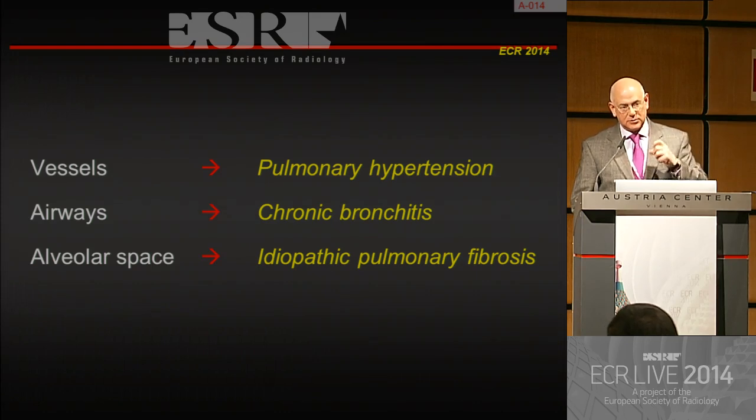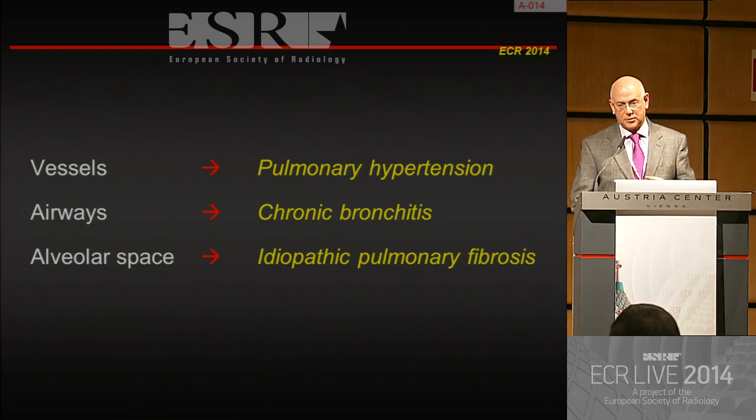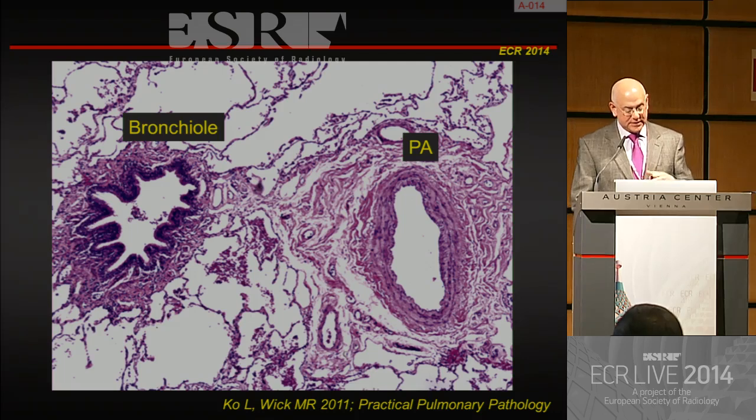But what I would like to do is to discuss remodeling processes along three prototype diseases, if you want. And these three prototype diseases are pulmonary hypertension, chronic bronchitis, and idiopathic pulmonary fibrosis. Let's start with pulmonary hypertension. This is a histologic section from a normal patient. You see the bronchiole, you see the pulmonary artery. You see that the two structures have approximately the same diameter and, interestingly, approximately the same thickness of their walls.